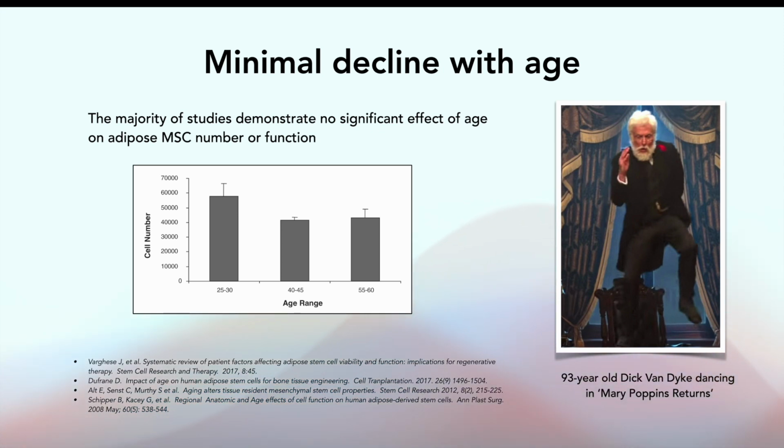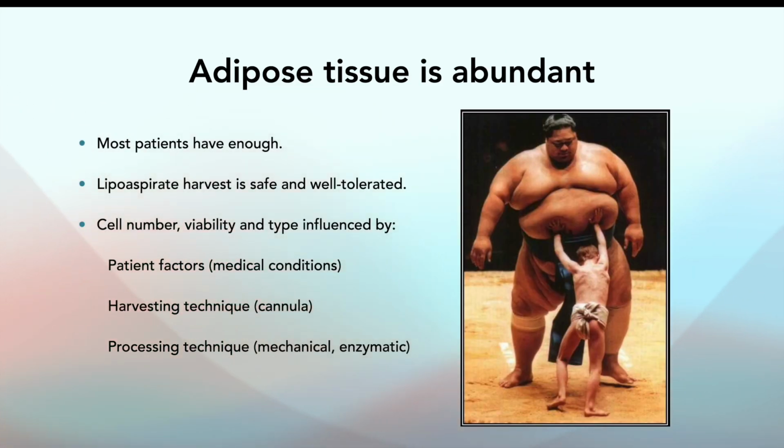For example, unlike the bone marrow MSC, there's been a minimal decline with age, although there is some in the adipose tissue. In addition, adipose tissue is abundant, particularly here in the United States, where most patients have enough. The lipoaspiration process that we use to harvest these cells has been shown to be safe and well tolerated. And the viability and number of these cells, as well as the type of cells that you obtain, can be influenced not only by patient factors, but also by the harvesting technique used and the processing technique used to further concentrate these cells.